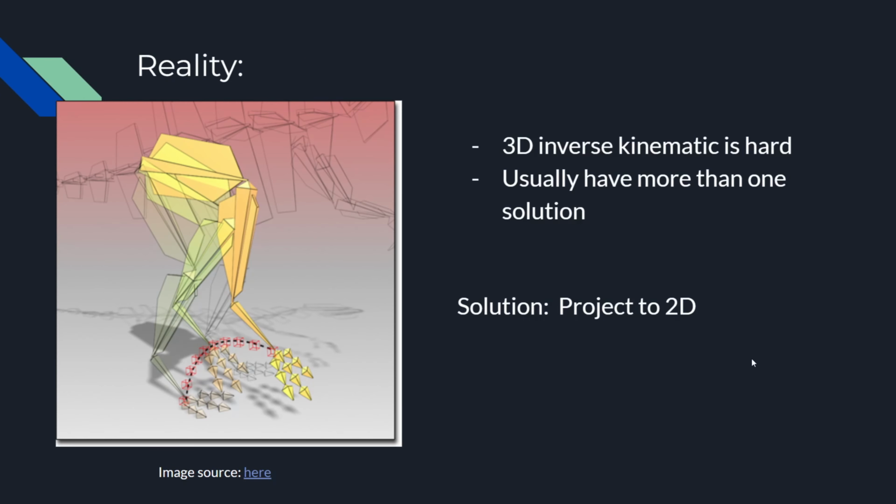But it turns out that this kind of project is really hard, and 3D inverse kinematics is pretty hard to solve, and usually there is more than one solution for a single target point, and it's really hard to restrict the limbs. So the solution I chose is to project our 3D points onto 2D planes and then solve the 2D inverse kinematics using assignment 4.